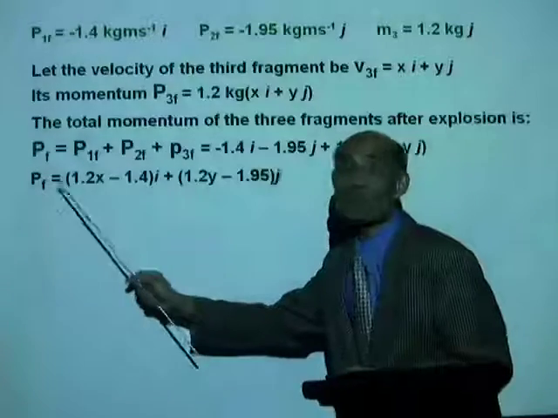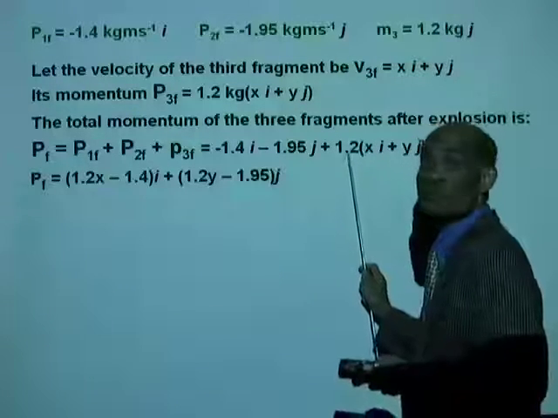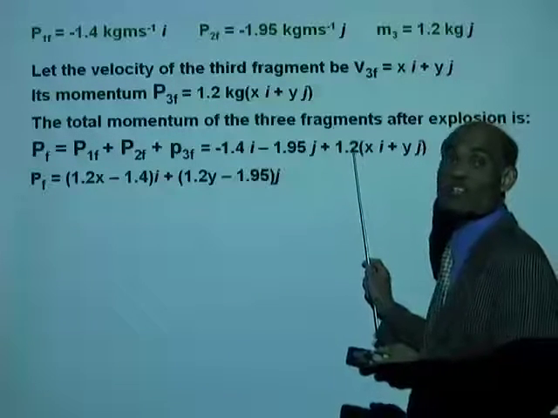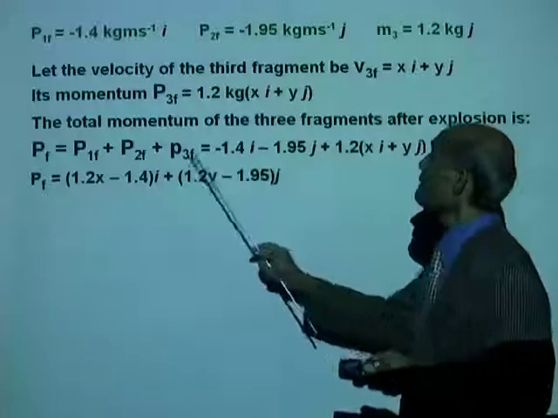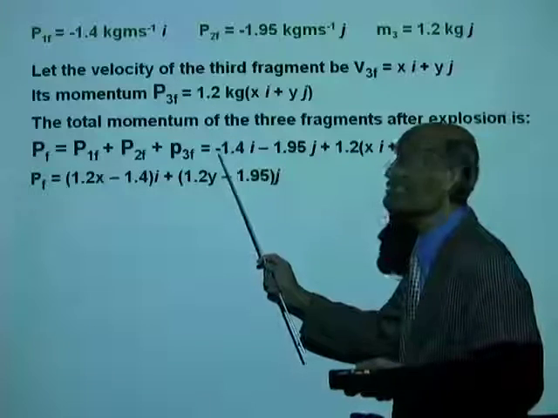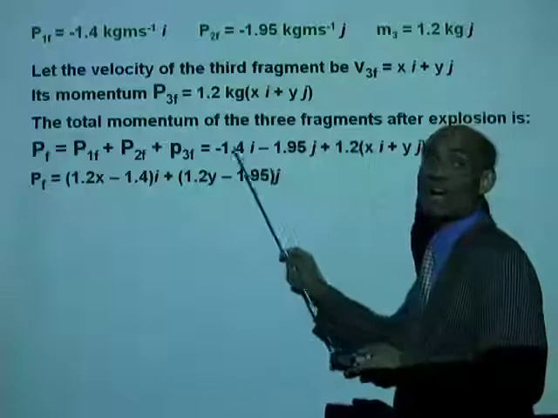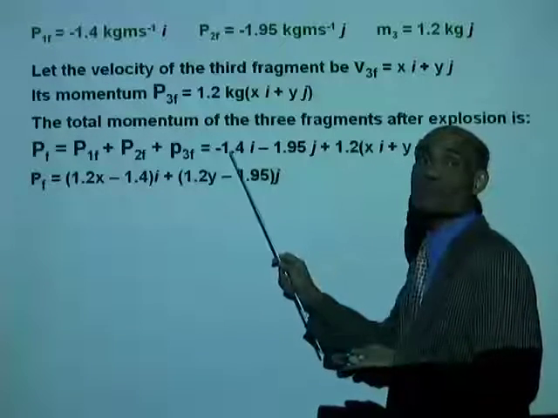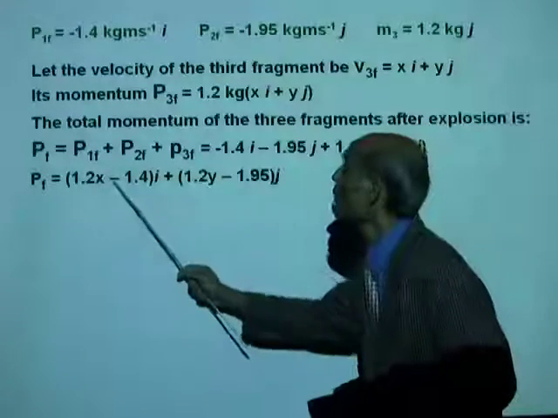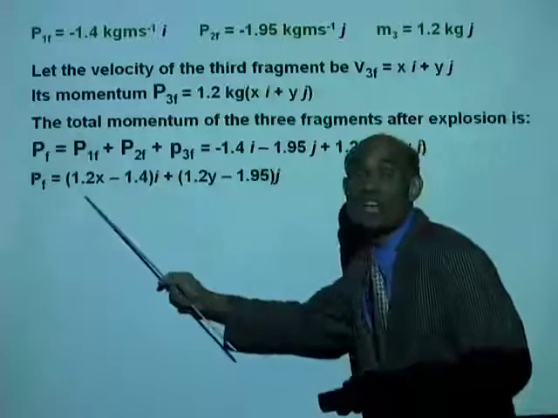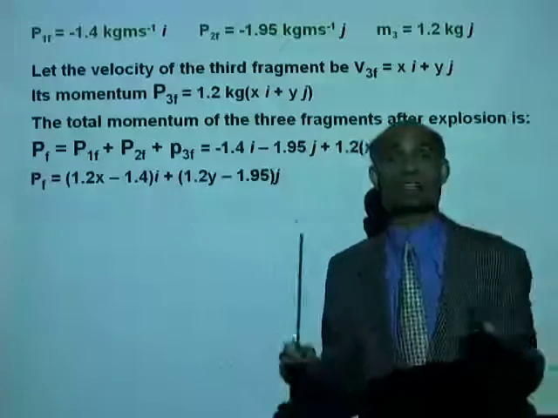Alright. So, Pf, let's combine the i's and the j's. Look at this. The final momentum can now be written as the final momentum of the third fragment in the x direction is 1.2xi. And the final momentum of the first object is negative 1.4i. We can add the momenta in the x direction. It will be 1.2x minus 1.4i. That is the x momentum of the three fragments after explosion.